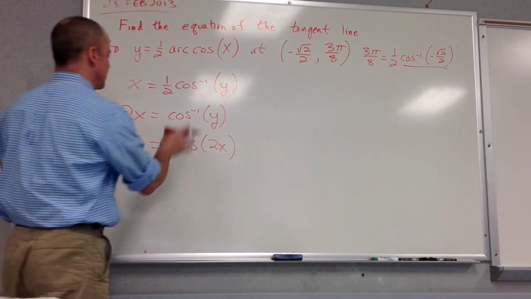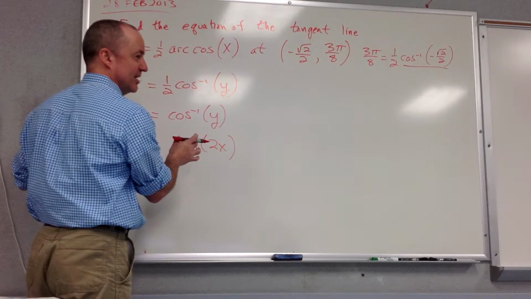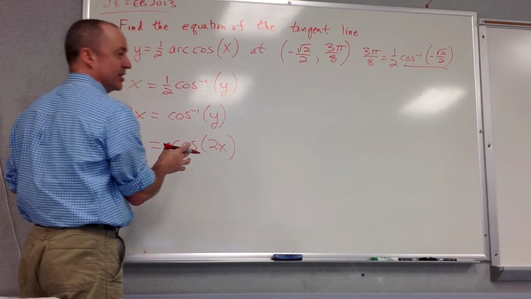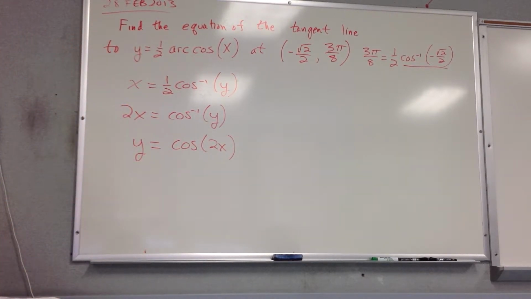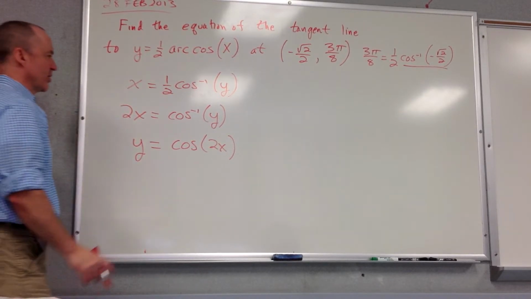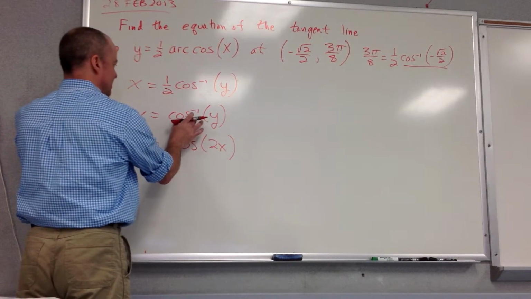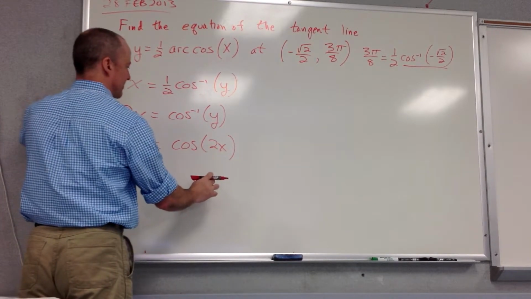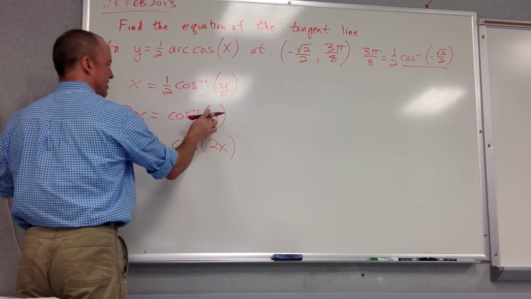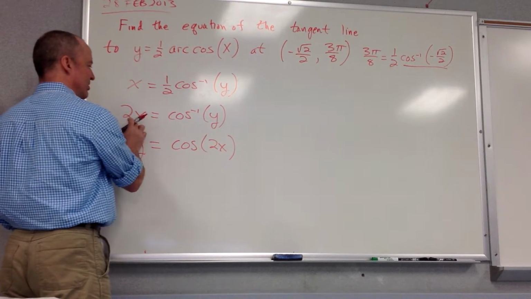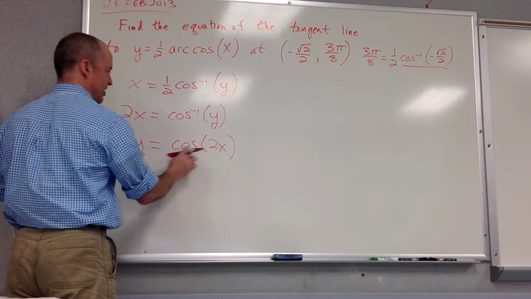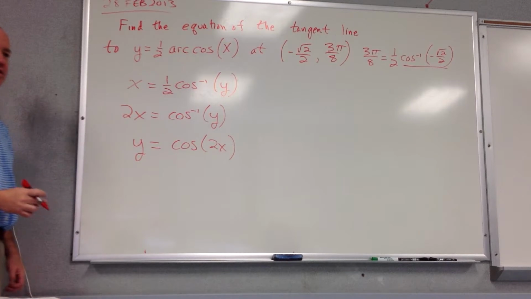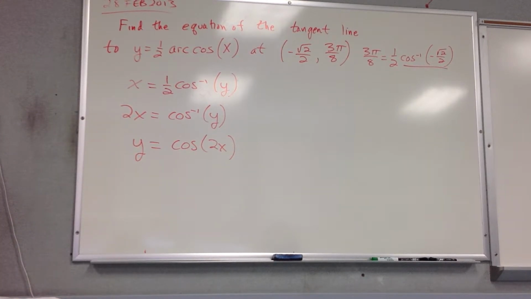You can think of it as taking the cosine of both sides. That's an okay way to think of it. But really, it's like what I was saying about logarithms. You're just rearranging. This is an inverse cosine, so this statement literally says y equals the cosine of 2x. This is the ratio, and 2x is the angle, and we're taking the cosine of it.